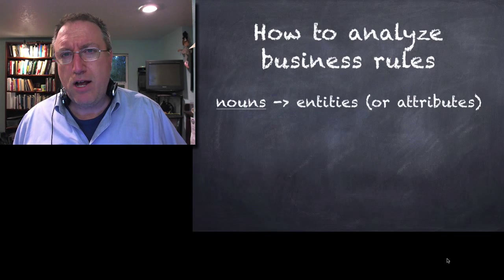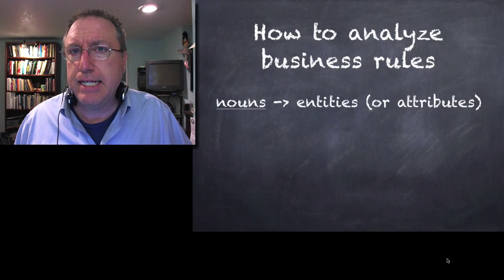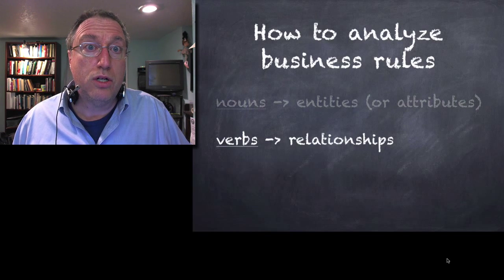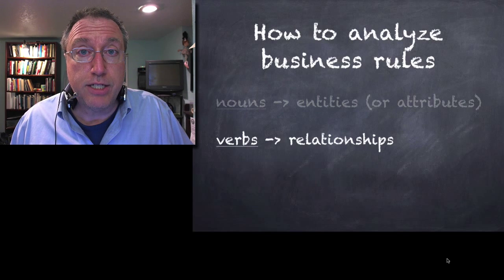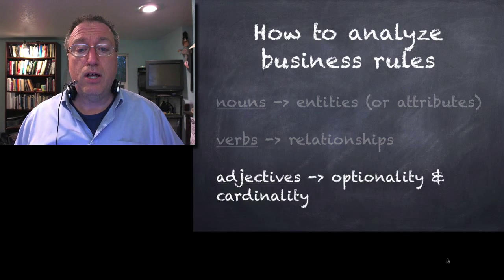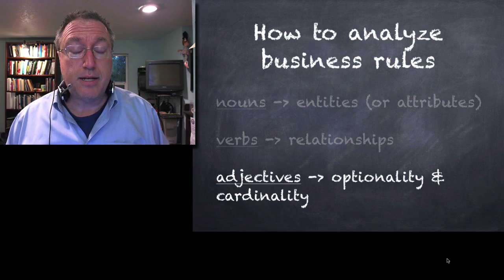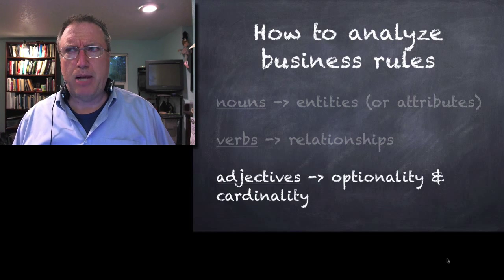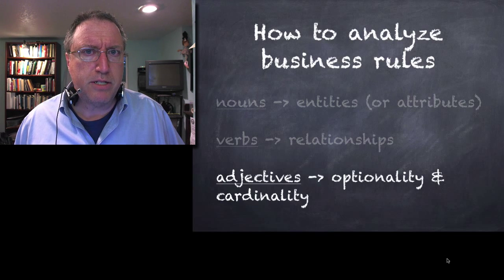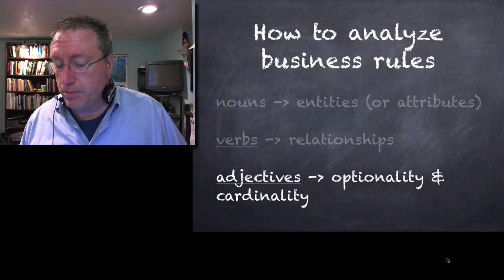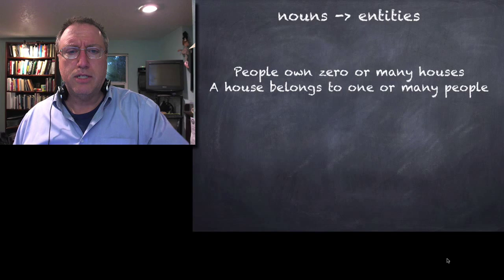We're going to look for the nouns in the business rule, and we're going to see if these might be the entities and attributes. We're going to look for the verbs in the business rules, and we're going to use those for our relationships. And finally, we're going to look for adjectives, and that's going to tell us something called optionality and something called cardinality. We'll see what those things are in a minute. So we're going to look at these business rules and try to pull out the nouns, the verbs, and the adjectives. Here's an example. So here's our rule: people and houses, houses and people.